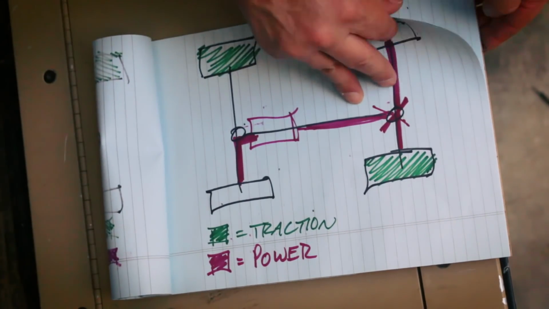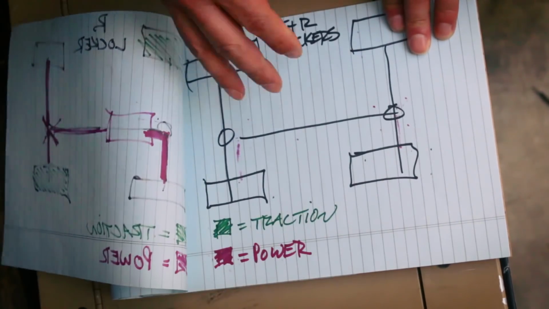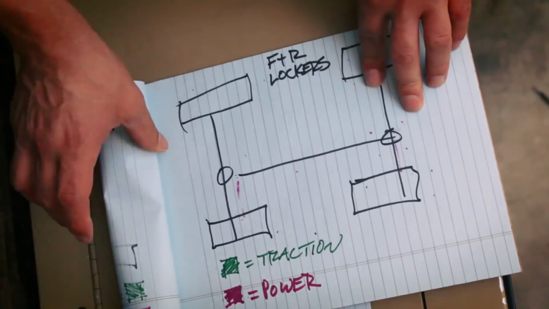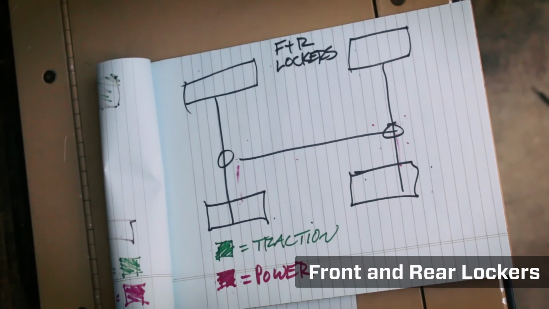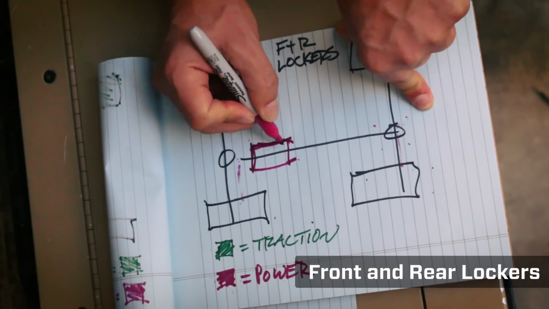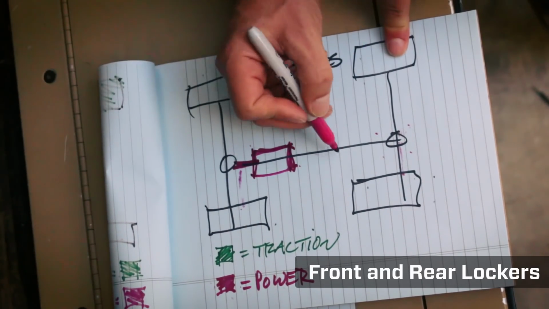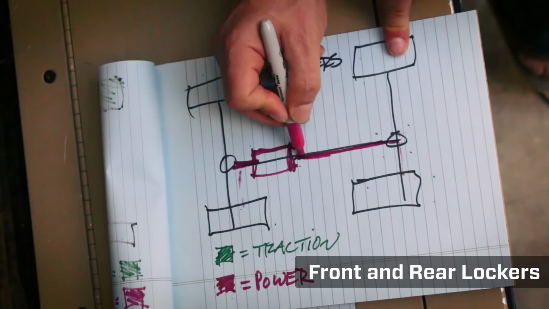Now, let's go to our final option that we are going to discuss today. This is front and rear lockers. Here's our transmission, our engine, whatever you want to call it. Now, we are driving power to the front axle. We are driving power to the rear axle as per our standard four-wheel drive system.